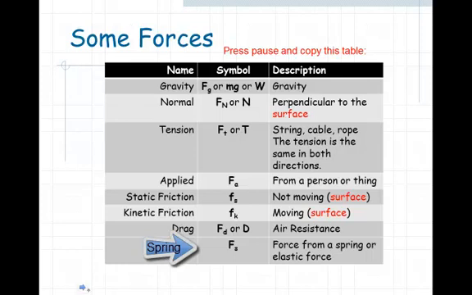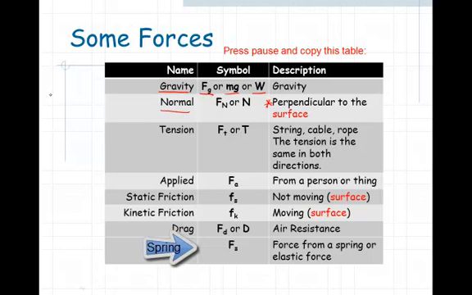This table is a list of some of the forces that we will be using throughout the year. A force that we're very familiar with is the force due to gravity. These are the symbols you may be seeing for the force due to gravity. The normal force is a force that is produced by a surface, and it always points perpendicular to that surface.